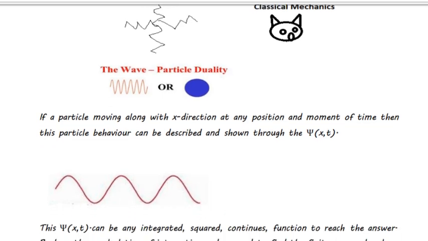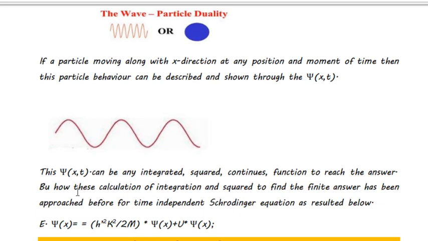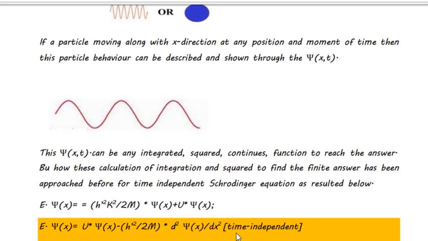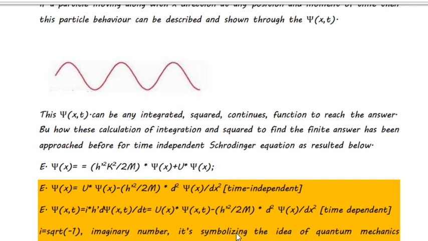To reach the answer, how this calculation of integration and squaring to find the finite answer was approached before, for the time independent Schrodinger equation as resulted below. In the previous class we have shown how the Schrodinger equation was invented to introduce the time independent Schrodinger equation, which is the form that we have described before, but we have just rearranged it into a different form.